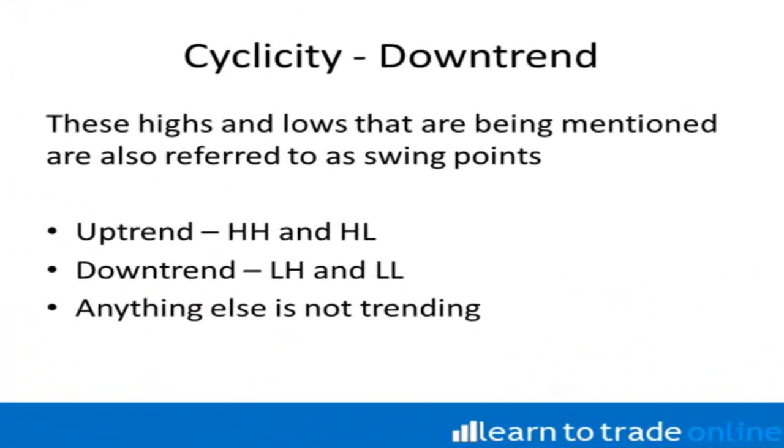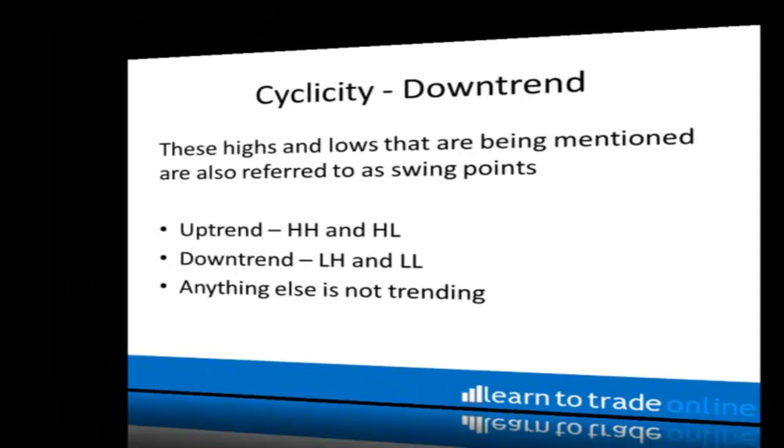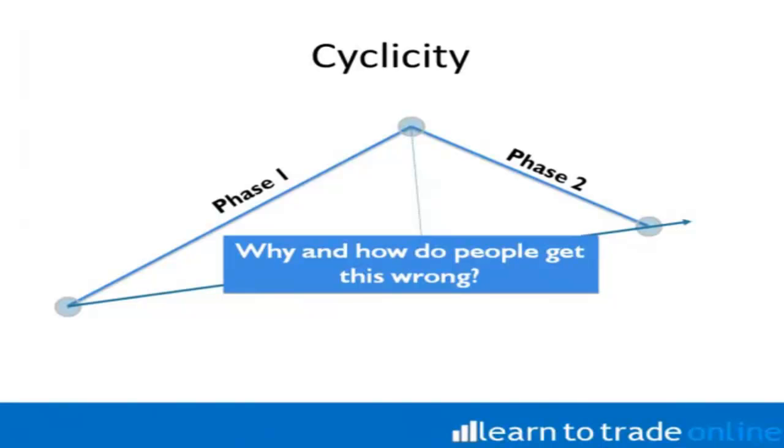And we can see that these highs and lows that are being mentioned can also be referred to as swing points. But in an upward trend, we have higher highs and higher lows, and in a downward trend, lower highs and lower lows. And if we haven't got any of those combinations, anything else is not trending. So it seems quite simple, right? So why and how do people get this wrong?